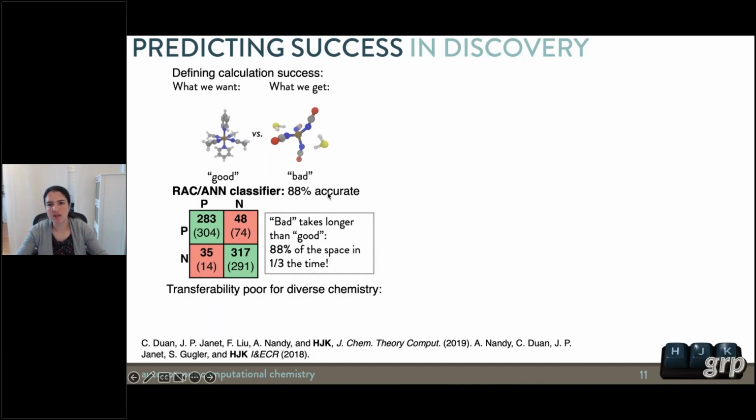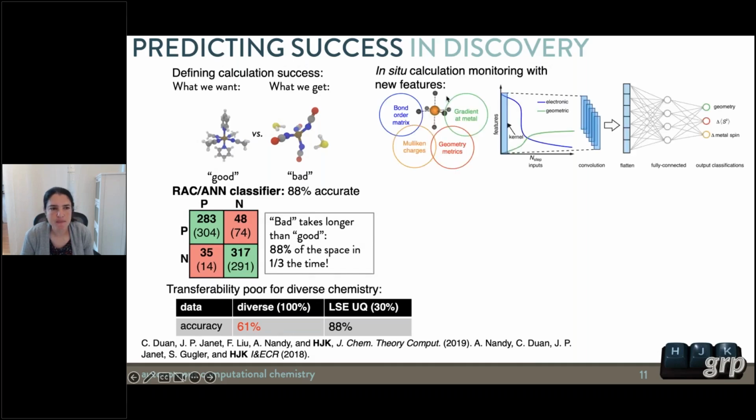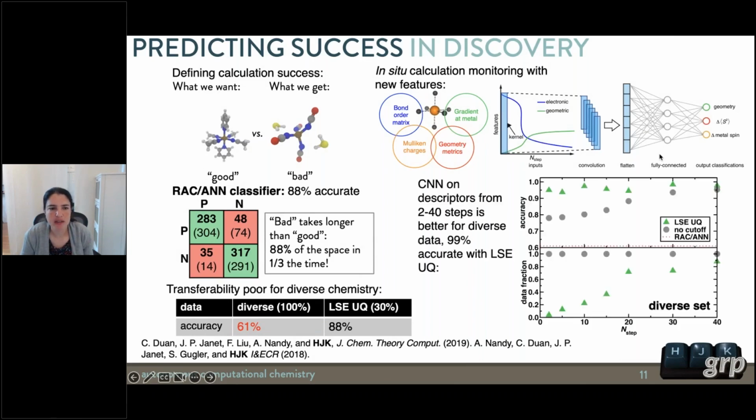But that requires that you go out and seek training data of what makes a bad calculation. And then when you go to a new chemical problem, the accuracy of the models will erode. So we devised an uncertainty quantification metric to improve upon this, but we wanted to do this another way. So what we did was we devised a strategy for what we call in situ calculation monitoring. And so we specifically extract properties that are computed at each time step in an electronic structure problem, and we pass them to a convolutional neural network, and we actually predict the likelihood of a calculation to fail, feeding the model more and more information during the optimization.